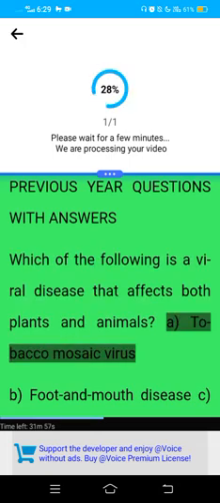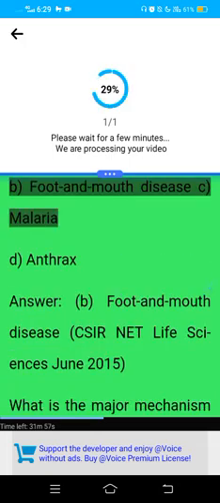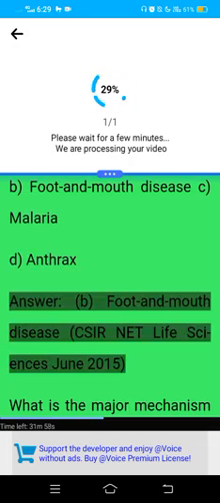A. Tobacco mosaic virus. B. Foot and mouth disease. C. Malaria. D. Anthrax. Answer. B. Foot and mouth disease. CSIR NET Life Sciences, June 2015.